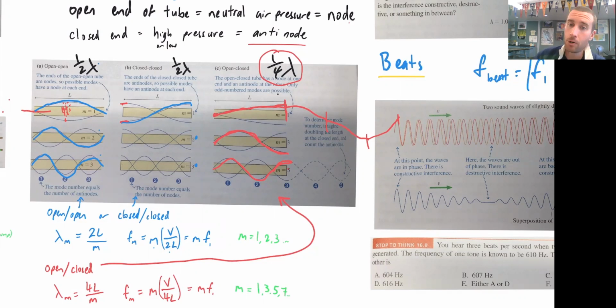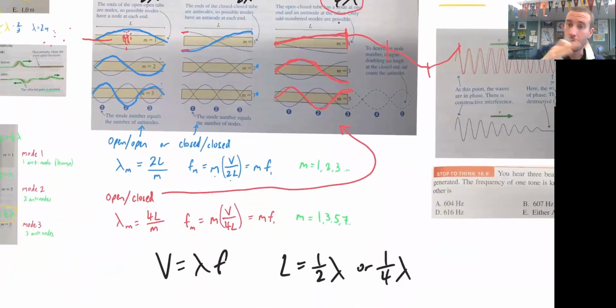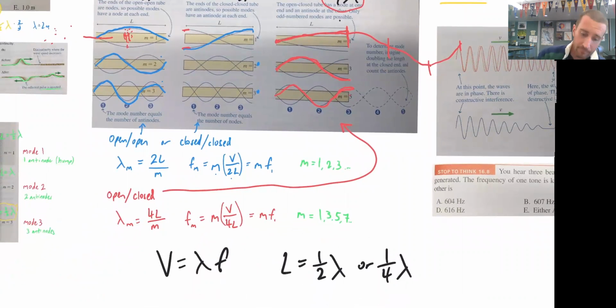In this case, the modes are only going to be the odd numbers, 1, 3, 5, 7, because I have to go from a node to an antinode. And then my equations are going to change. Instead of having 2L on all those equations, now I'm switching it so that it's 4L on both of those equations. Otherwise, it's the same. I can only use the odd numbered modes. All of this is just based off this equation.